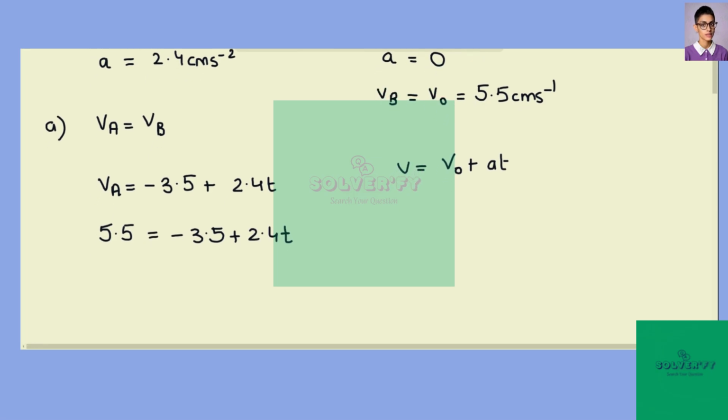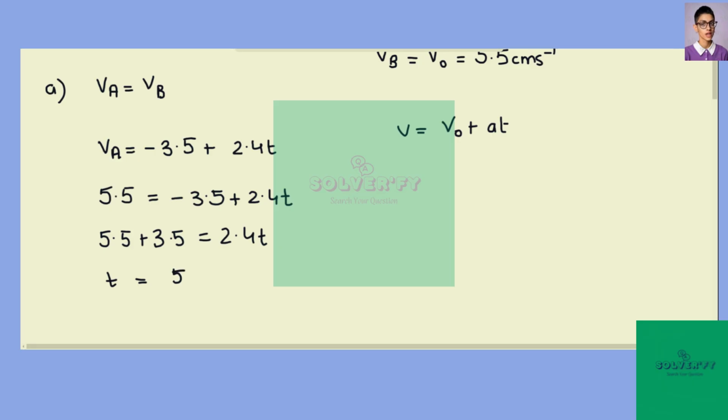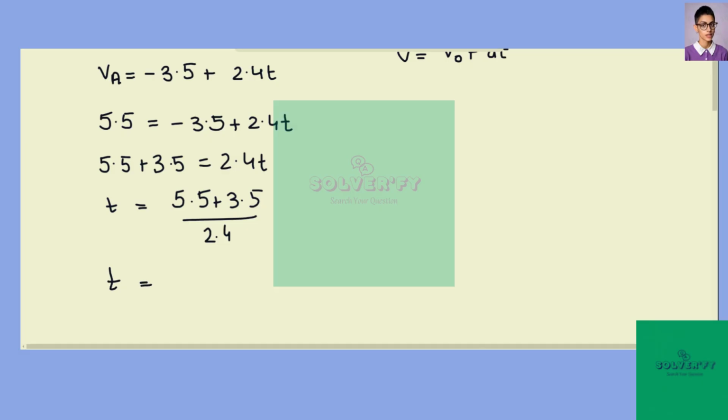From there, we can just simply solve this equation. So we need to transpose 3.5 to the other side, and that will give us 5.5 plus 3.5 equals 2.4t, and that will give us t is equal to 5.5 plus 3.5 divided by 2.4, and simplifying this expression will give us t equals 3.75 seconds as our answer to the first part.